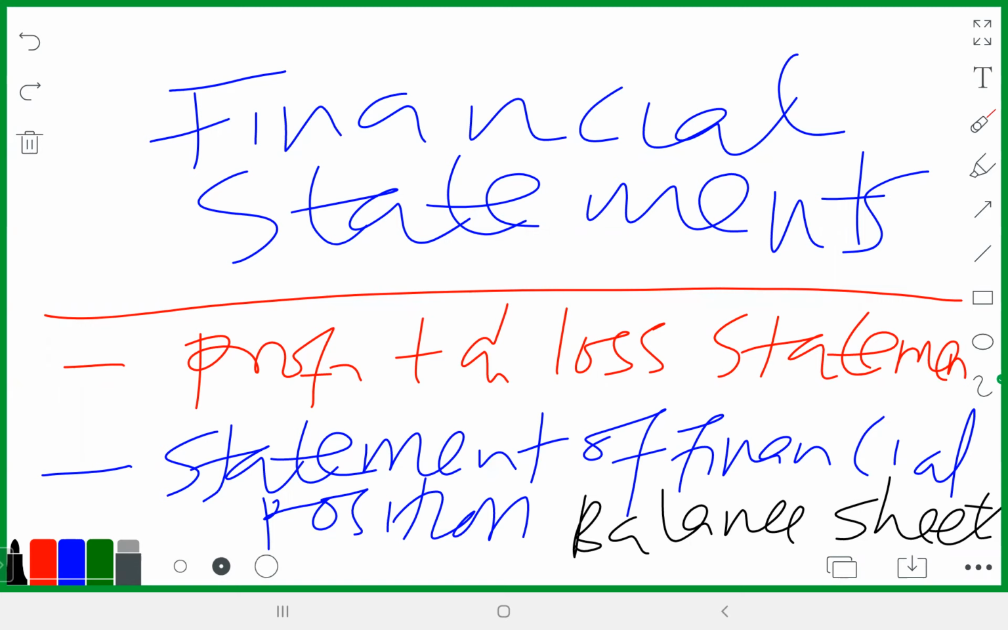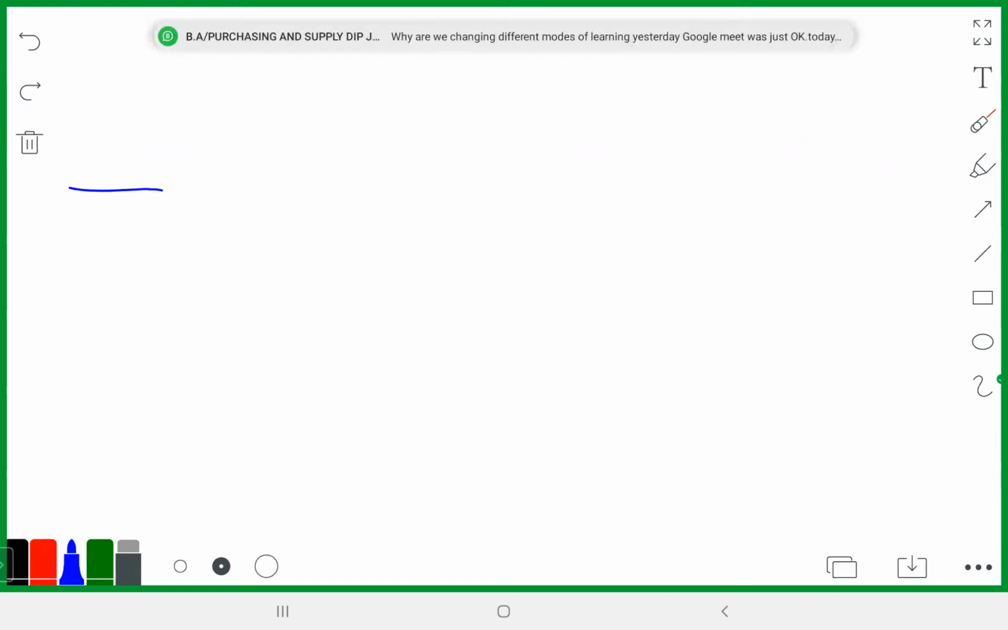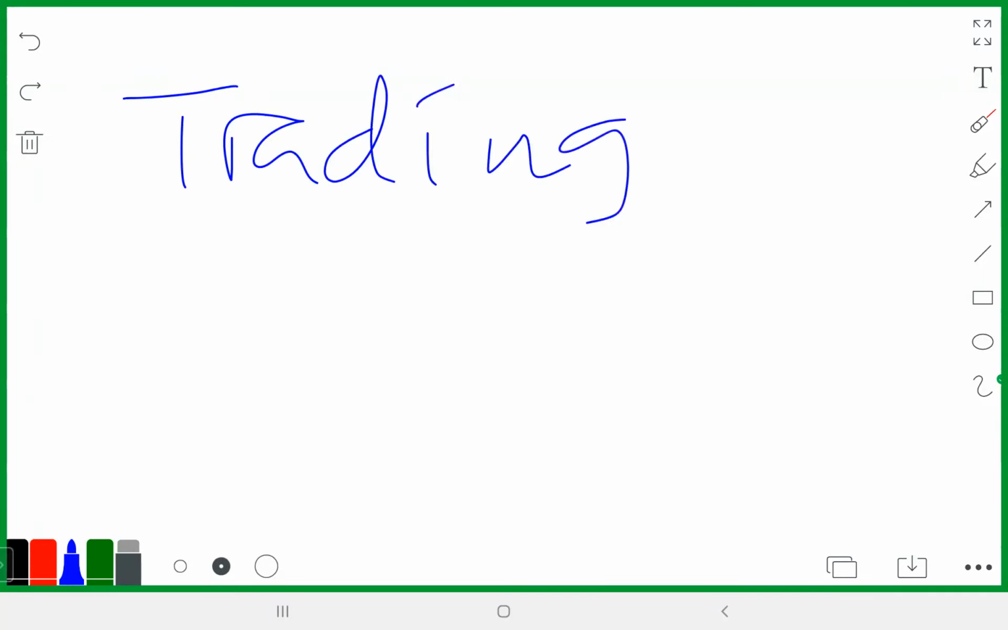After we have done financial statements, then we can look at some of the few adjustments of financial statements, the adjusted financial statements. You can look at the bank reconciliation statement. After you have done that, we can look at the financial statements of the trading organization.